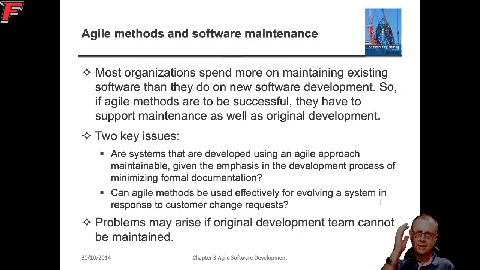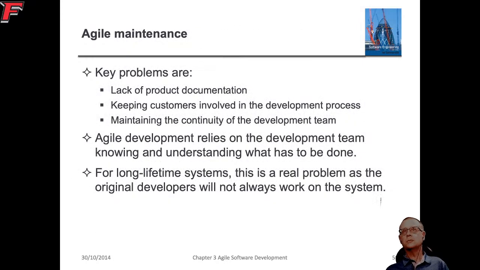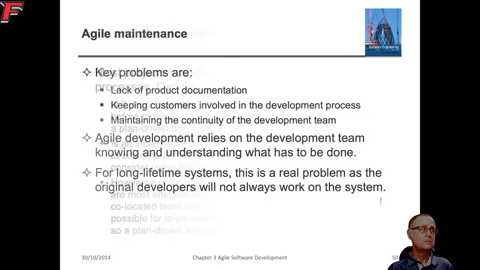And one of the key problems with a lot of Agile teams is if you can't keep the team together after the initial product is released, then it's harder to maintain the product. Right? Because it's Agile, we don't have the documentation. We've got to keep getting the customers involved in the development, and having that continuity can be a problem.